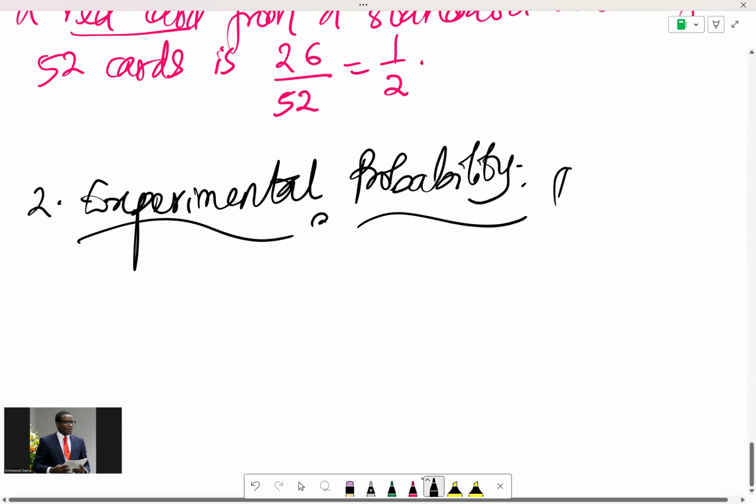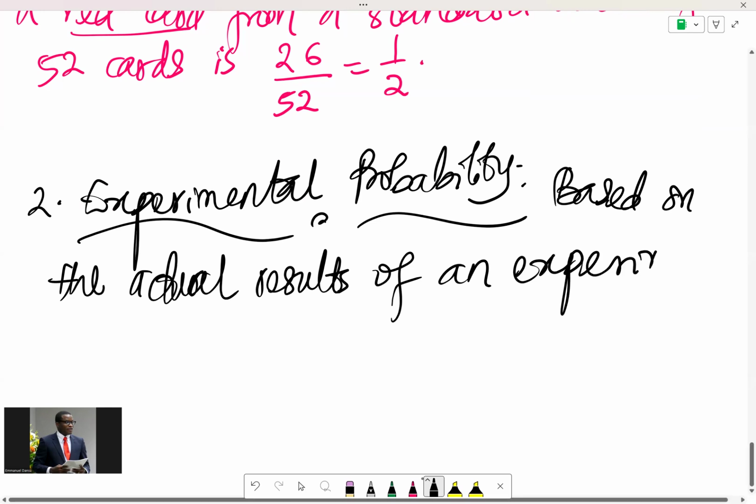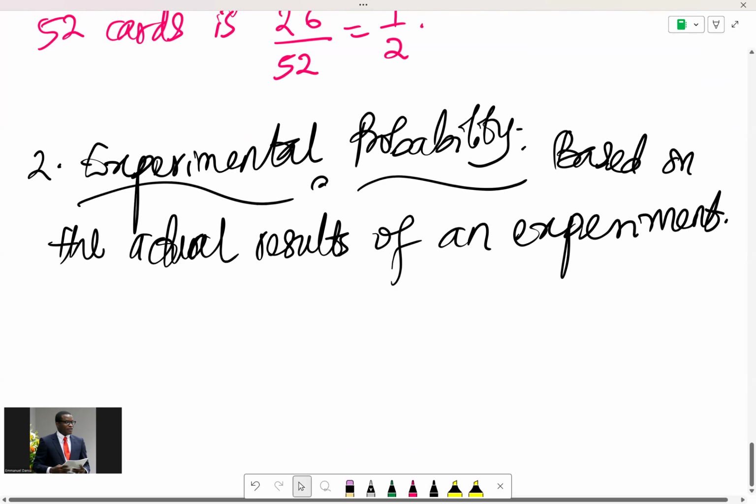So this is actually based on the actual results of an experiment. Okay. So now this is no longer theoretical, it is based on your own experience. So it is based on experiment, so to speak.